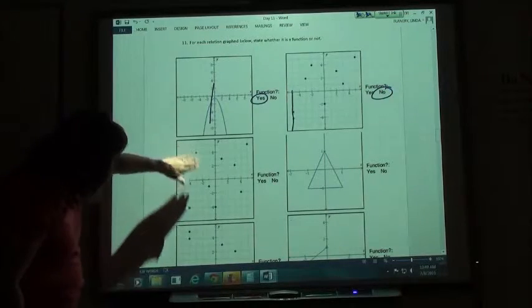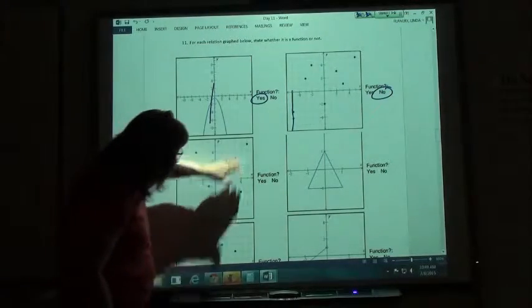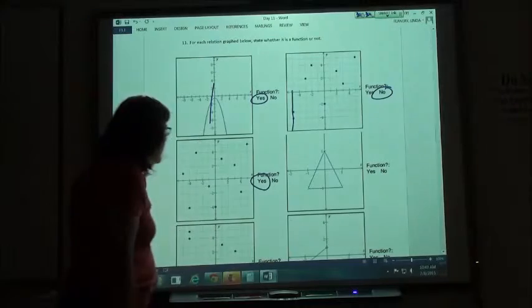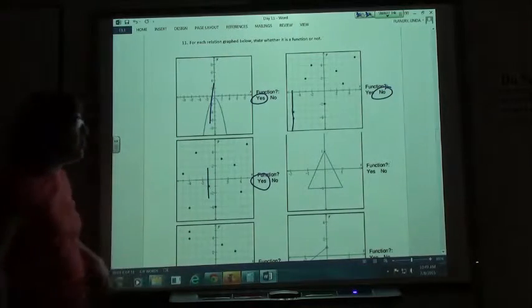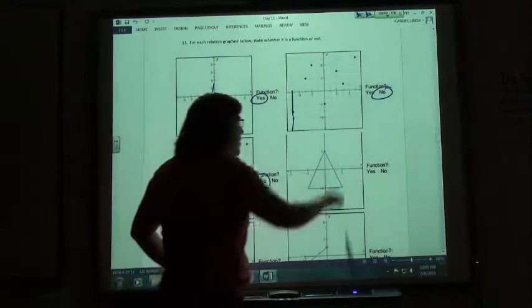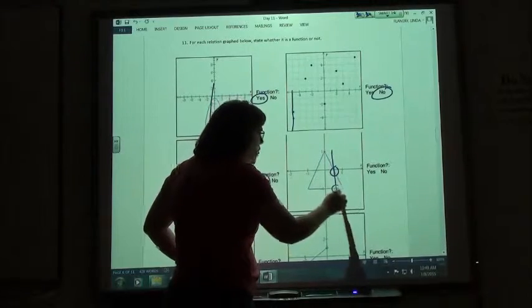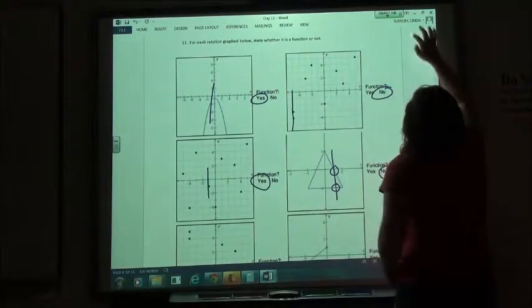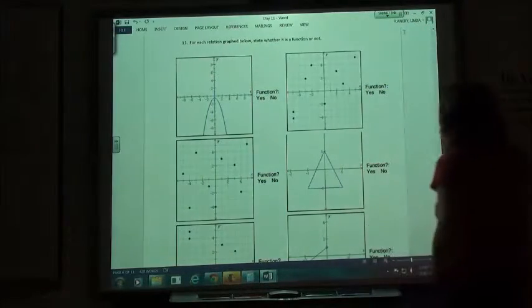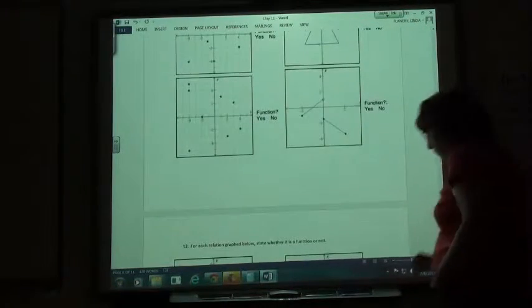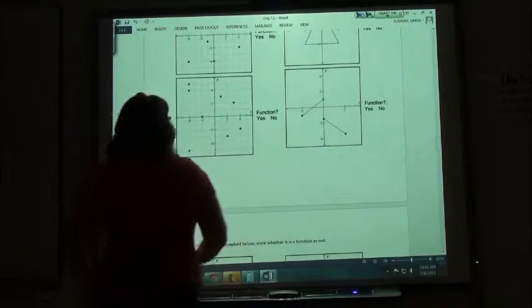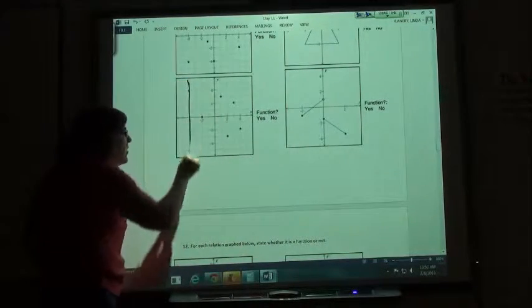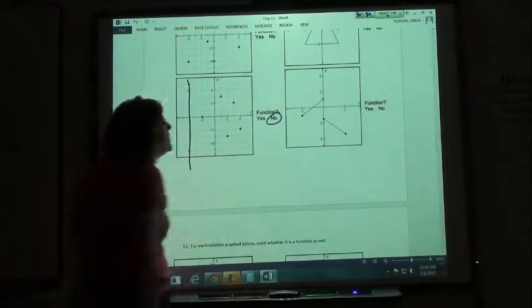That's okay, I don't have any points that are overlapping. Yes, it's going to be a function because every line I draw is just going to touch once. Here, if I draw my line, it touches twice. Not a function. The next one, definitely not a function. If I drew my line there, it touches 3 times.